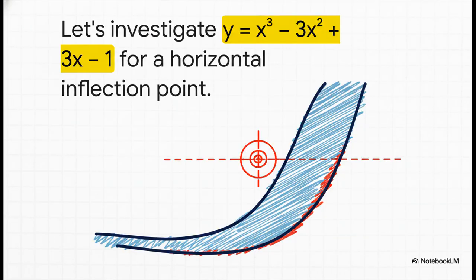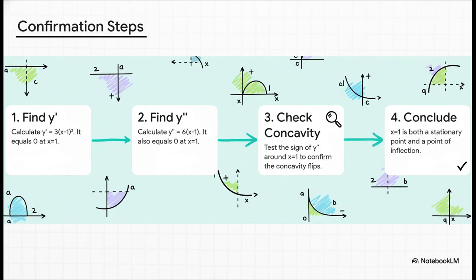Let's see one of these in the wild. We're going to investigate y equals x cubed minus 3x squared plus 3x minus 1. Our mission? Find out if it's hiding one of these special horizontal points of inflection. Okay, we've got a clear step-by-step plan. First step, find the stationary points. We get the first derivative, set it to 0, and we find that happens at x equals 1. Got it. Step 2, find the second derivative and see where it equals 0. We do the math, and what do you know? It's also 0 at x equals 1.